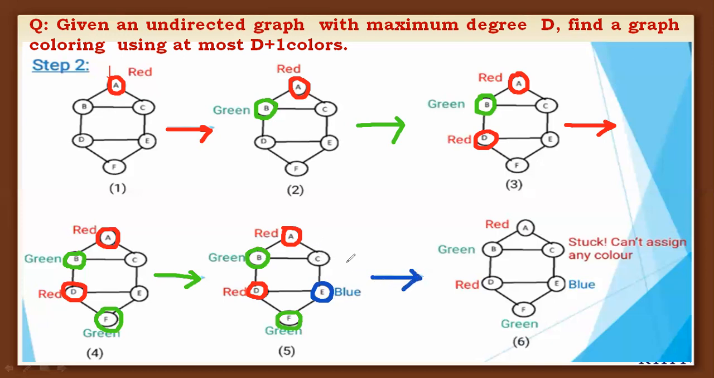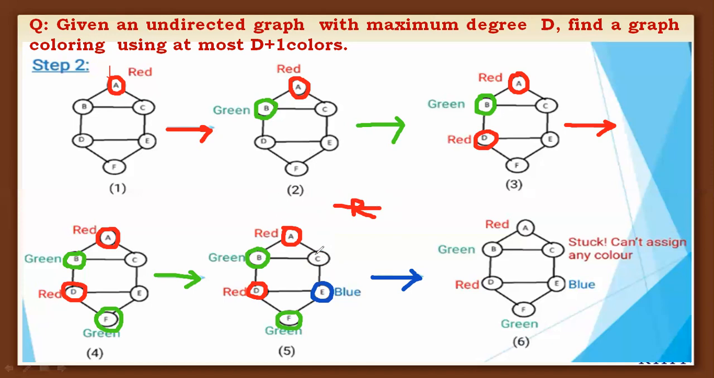Next, move to another vertex, C. Here only C is left. Can I color it with red? What will happen? I will see. If I try to color C with red, it cannot be possible. Why? Because no two adjacent vertices can be filled with the same color. Hence, you cannot fill C with red.